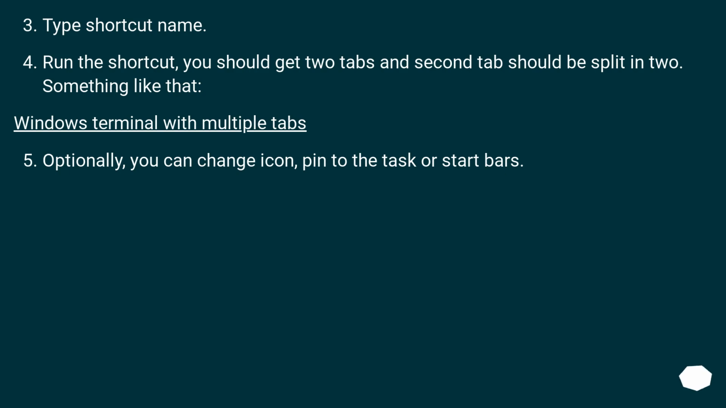Type a shortcut name. Run the shortcut. You should get 2 tabs and the second tab should be split in 2. Something like that. Windows Terminal with multiple tabs. Optionally, you can change the icon, and pin it to the taskbar or start bar.